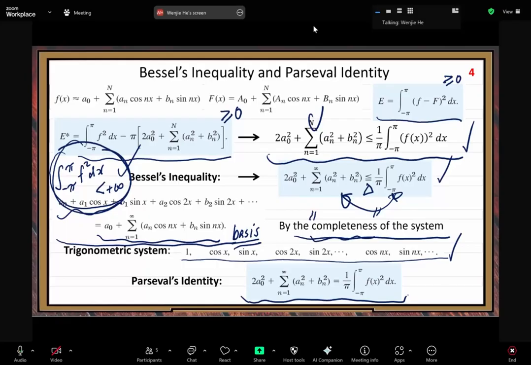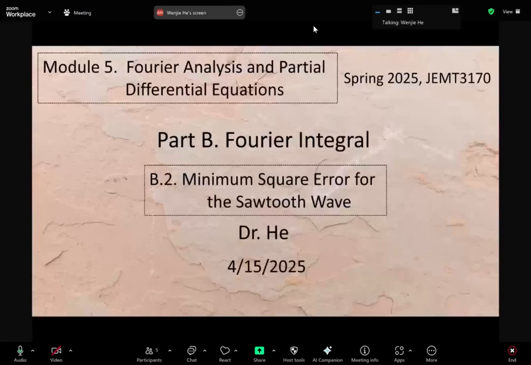Next, B.2, minimum square error for the sawtooth wave. The shape is a sawtooth, up and down, like a saw. That is a periodic function. Let's calculate the minimum square error, Parseval's identity, and so on. We want to use Parseval's identity and see what interesting result we can get.